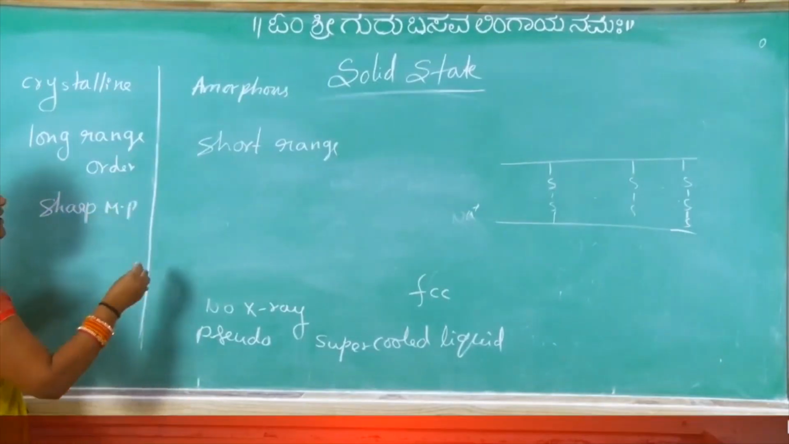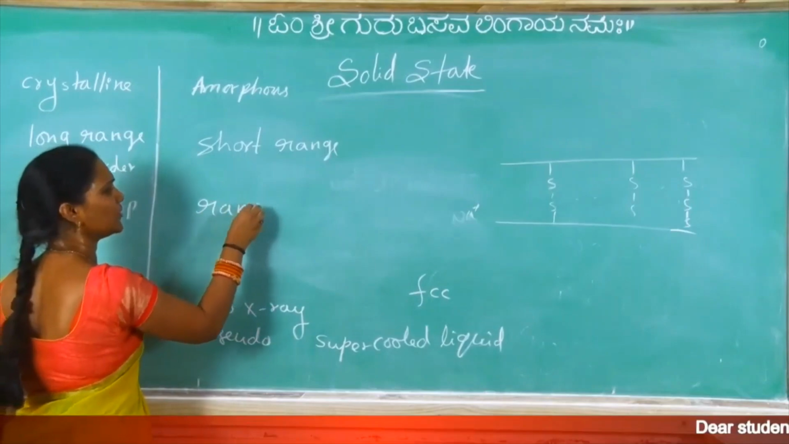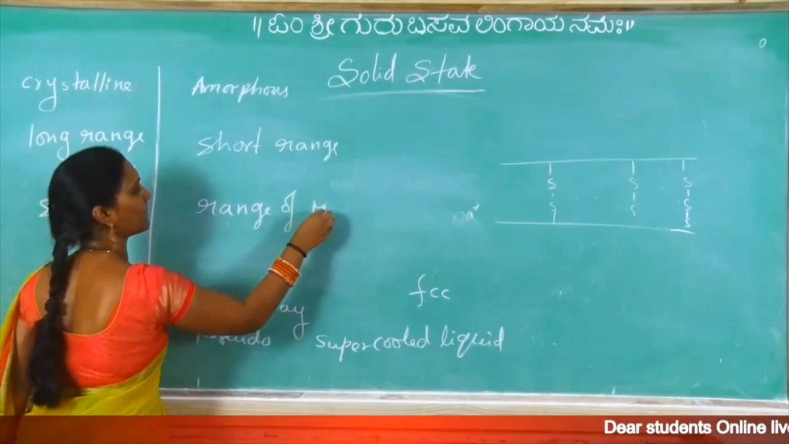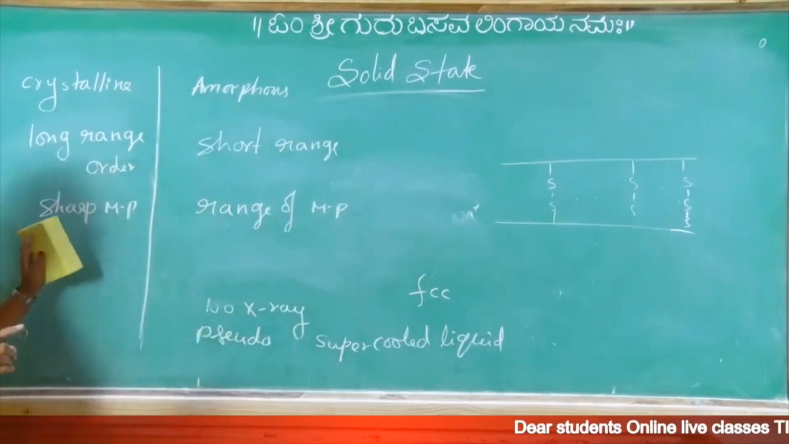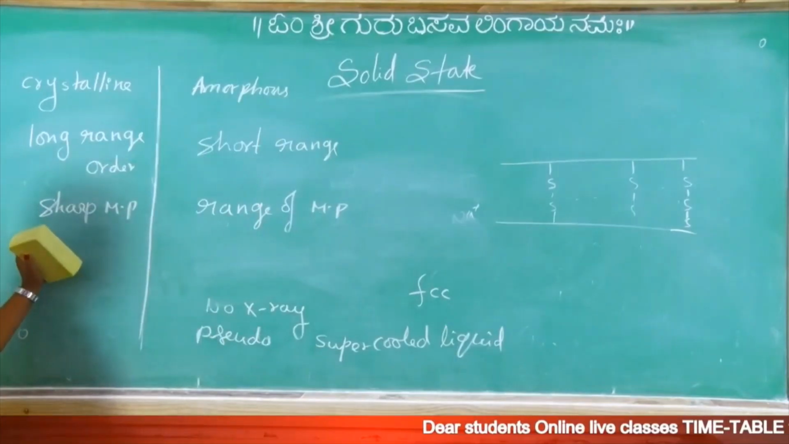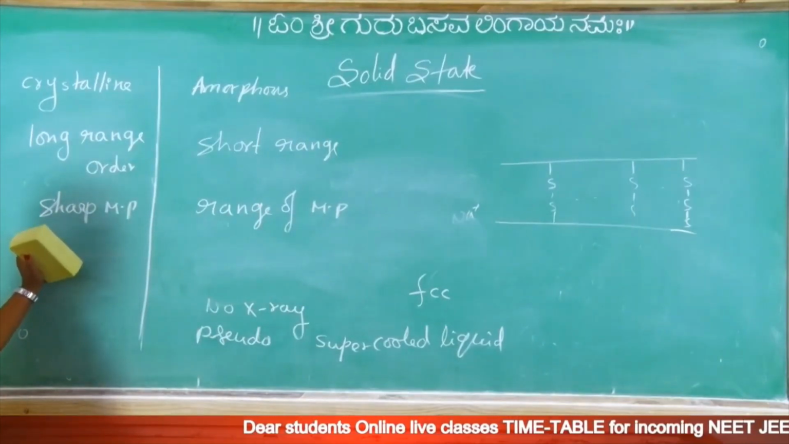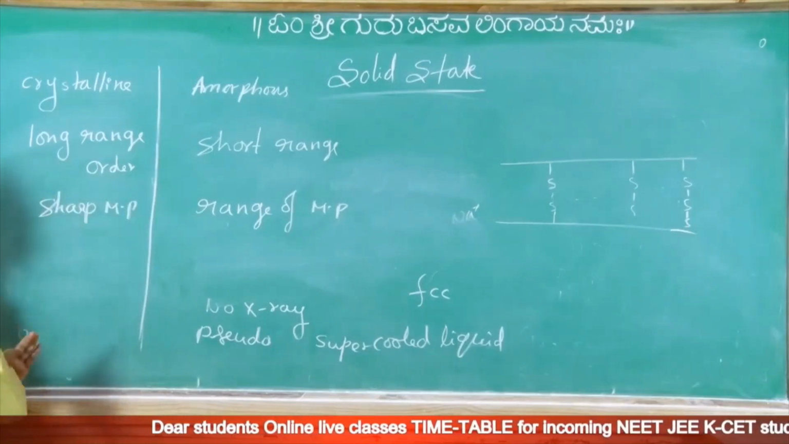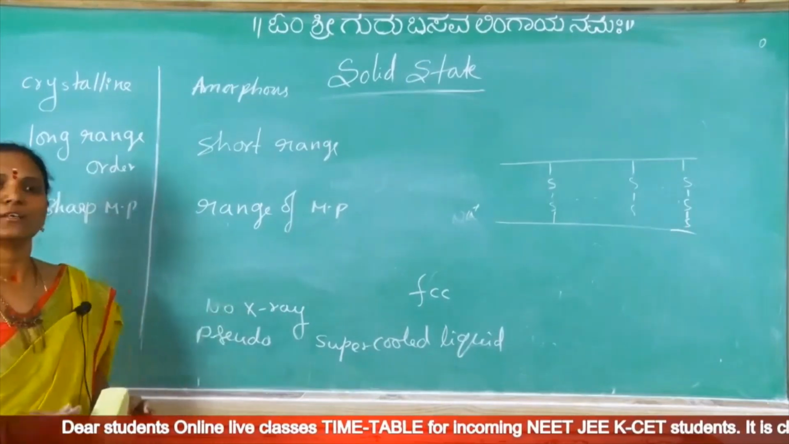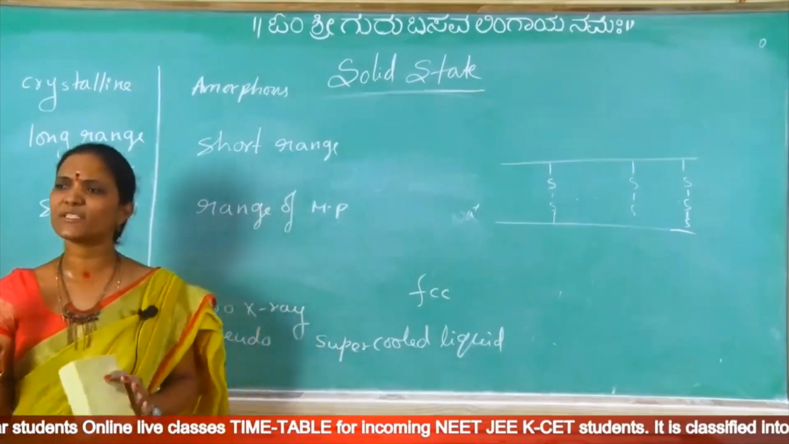Sharp melting point. Amorphous: range of melting point. For every difference I am giving the reason, because if you learn with the reason you can remember it for a long time, like long range order. Okay, now this is a sharp melting point. Next is a range of melting point. What is this sharp melting point?